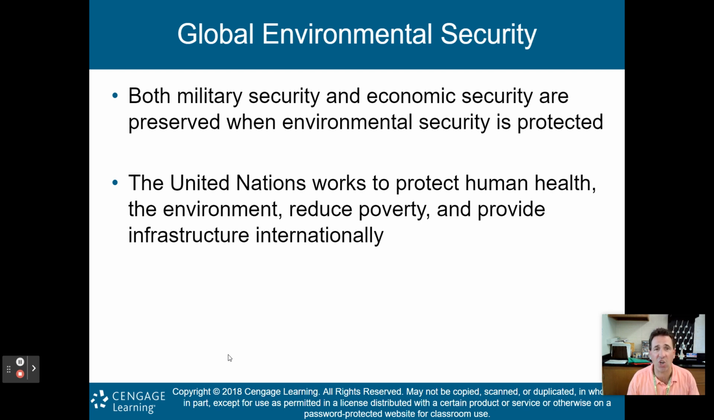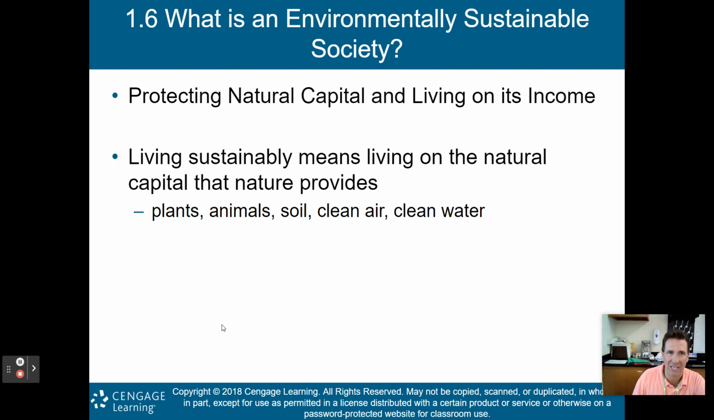Both military security and economic security are preserved when environmental security is protected. So again, if you protect the environment, you protect the military and the economy. Here's one of those win-win situations, right, that we speak about. The United Nations works to protect human health, the environment, reduce poverty, and provide infrastructure internationally. All right, so that's the organization that helps internationally.